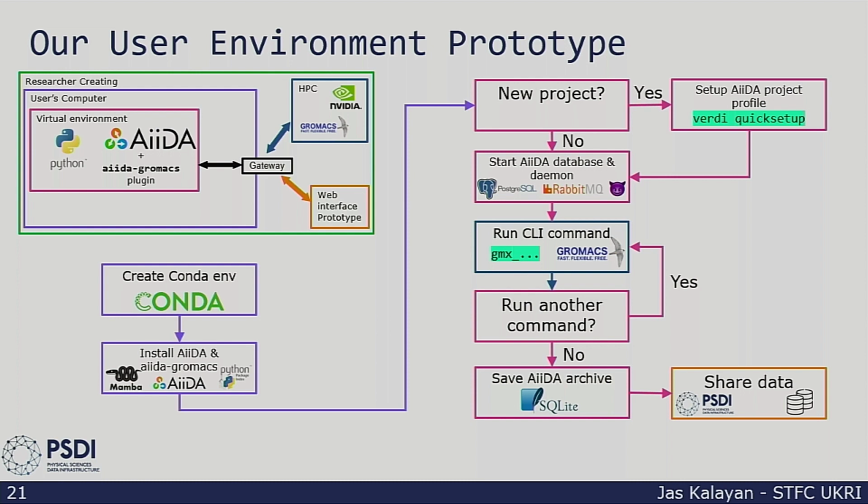It's not completely exactly the same as running your commands using GROMACS on its own. So you have a few extra steps that you need to do beforehand, but once you've done those steps, you can then run those commands as you would have done before. And once you've performed all those commands, you can save your provenance into a single AiiDA archive file, which is in SQLite format, and then share this file online.